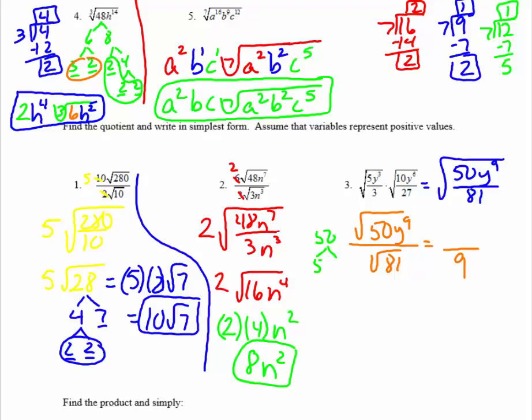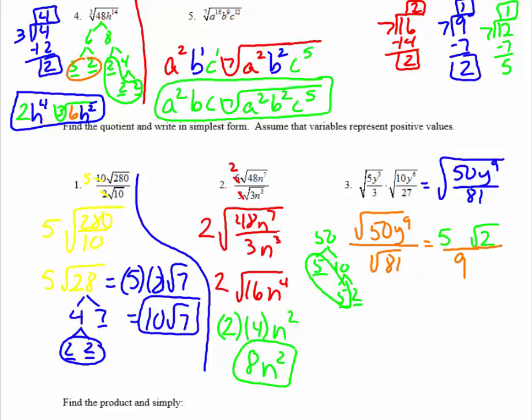50 is 5 times 10, 5 is prime, 10 is 5 times 2, and now the 2 and the 5 are prime. I'll circle pairs because my index is a 2. So that means a 5 is going to come out. I'm going to leave a little bit of space, and the 2 is going to be left underneath. But now I have to work with the variable.